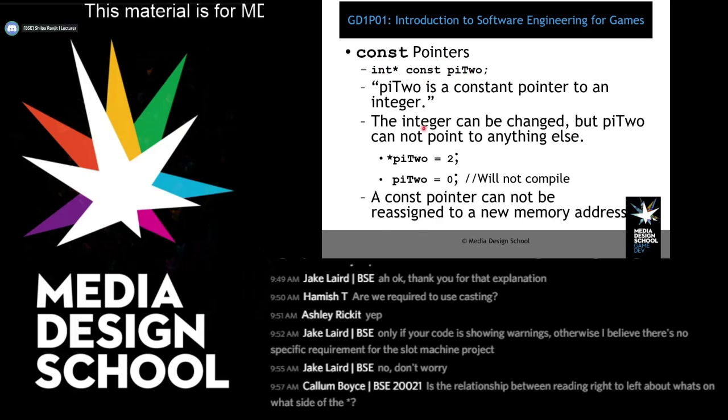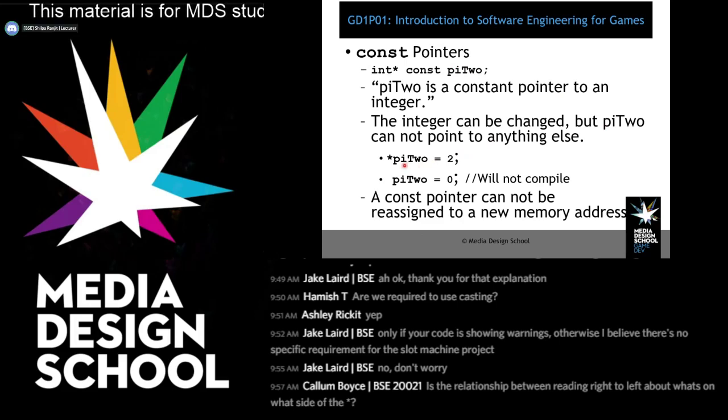So like the example says over here, the integer value can be changed. So pi2 is a constant pointer to an integer. This means the integer that it is pointing to, that integer value can be changed. That doesn't matter. The pointer itself cannot point to any other variable because it is a constant pointer. All right. So the integer can be changed, but pi2 cannot change to anything else.